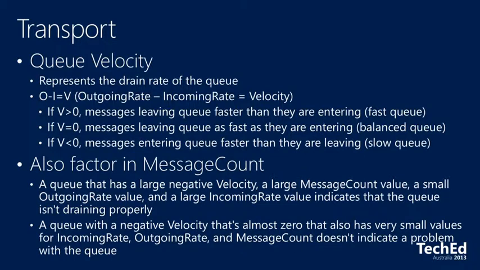That's just not possible. But when you're looking at this, and I'll show you what it looks like in a minute, when you're looking at the queue velocity, you also have to factor in message count. Because you could have a very low message count, and if you have a negative queue velocity, there's some sort of problem there. But if you have a very high message count and a negative queue velocity, that's not a problem. You might just have a very busy queue with a lot of messages that need to go through.